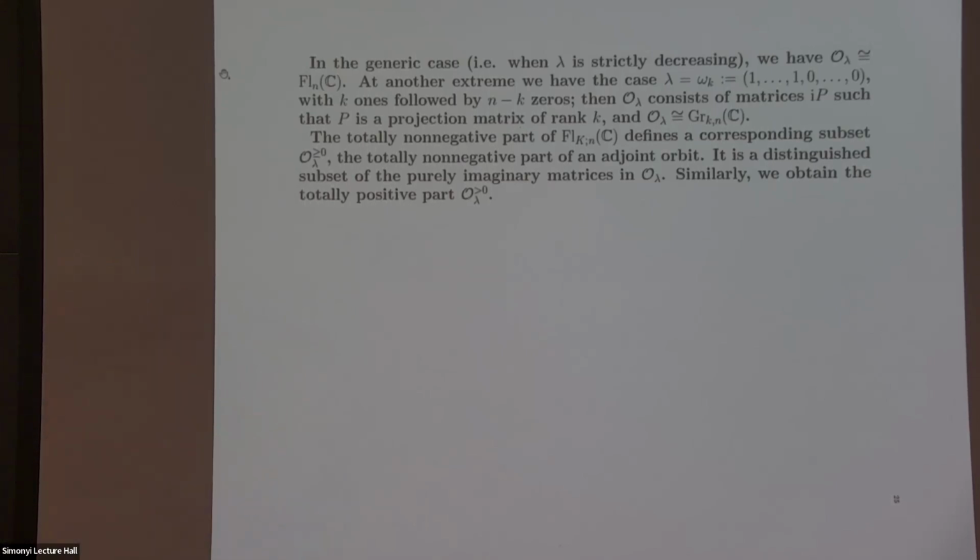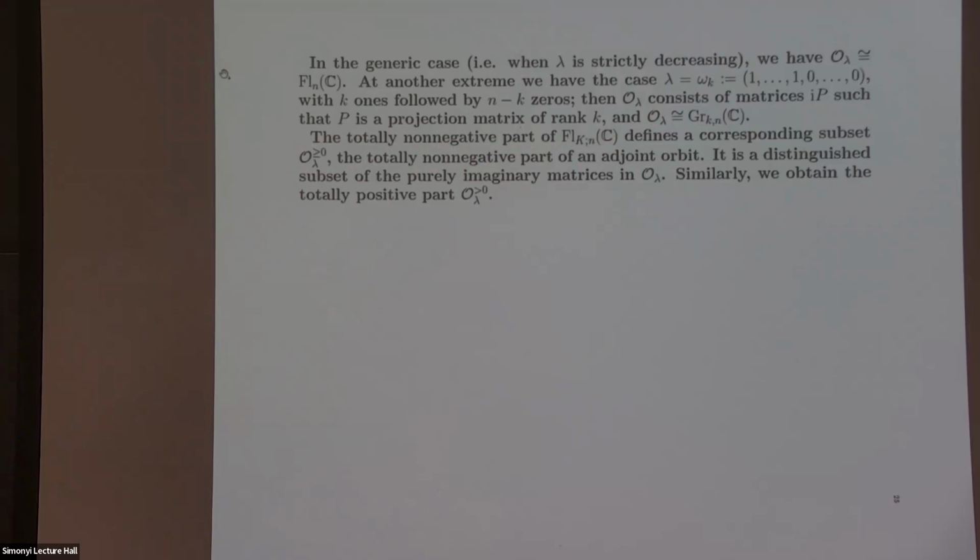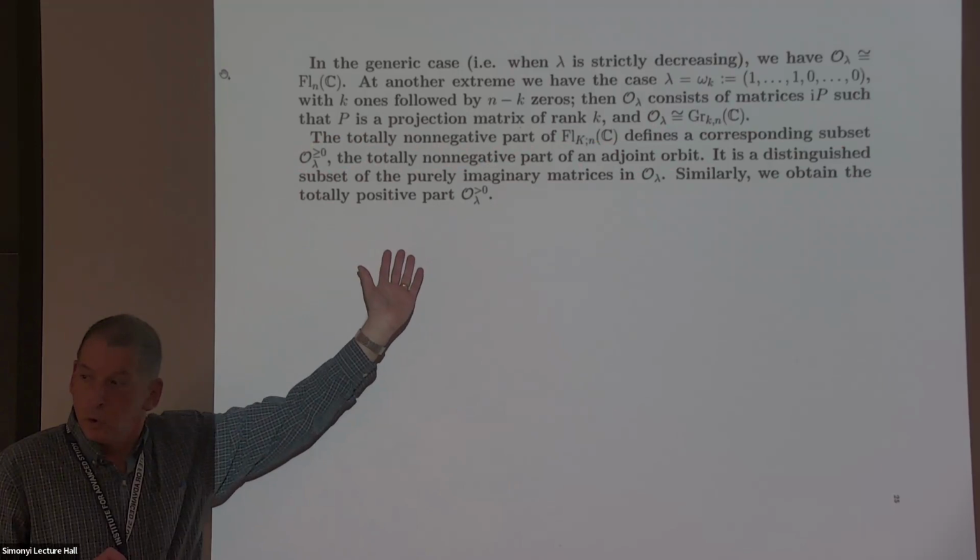So if you're used to thinking about it as a D by n matrix, you just compute a projection onto that plane, which is V star V inverse times V, basically. But you can compute the projection. And the totally non-negative part of the flag describes a corresponding subset of the orbit. So that's the non-negative part of an adjoint orbit. It's a distinguished subset of the set of purely imaginary matrices in the orbit. So you can describe for yourself the totally positive part of an orbit this way.